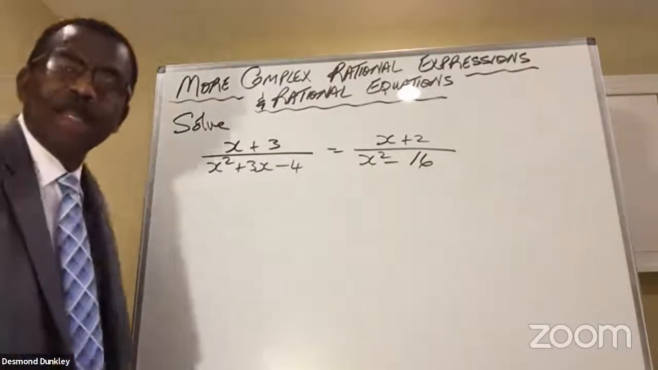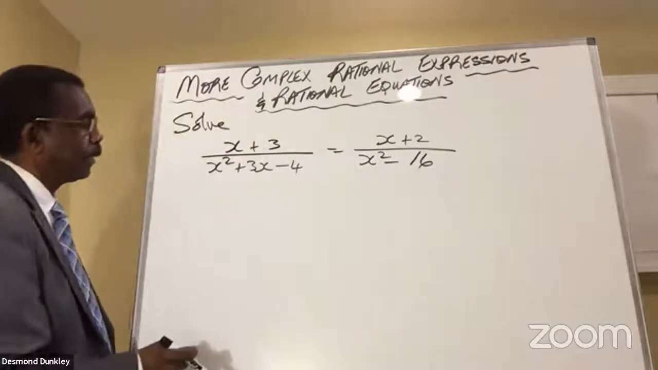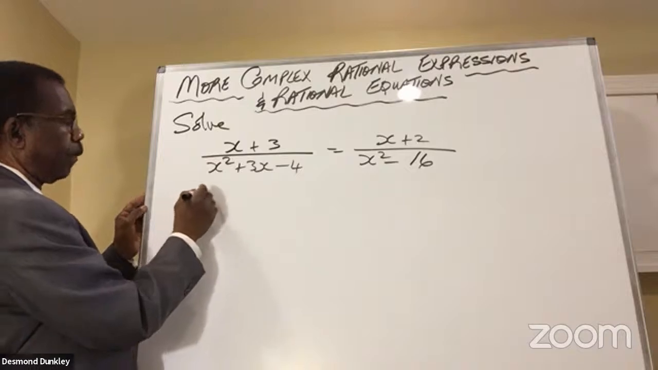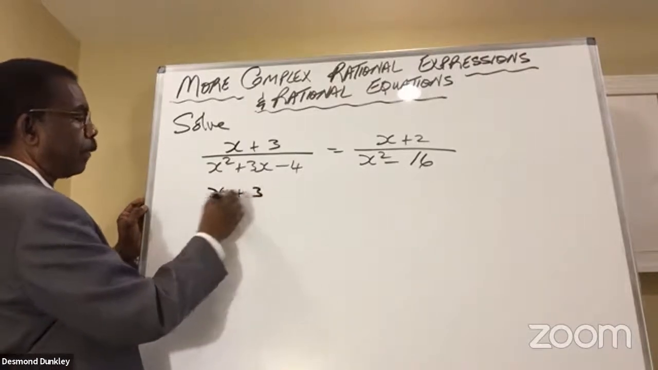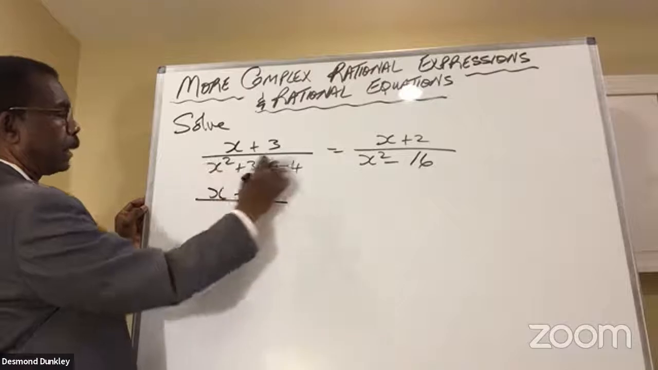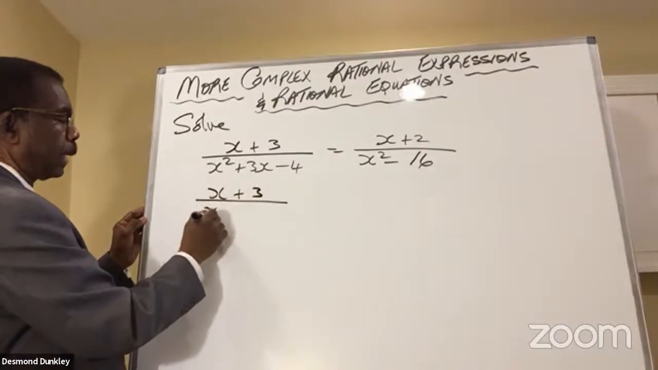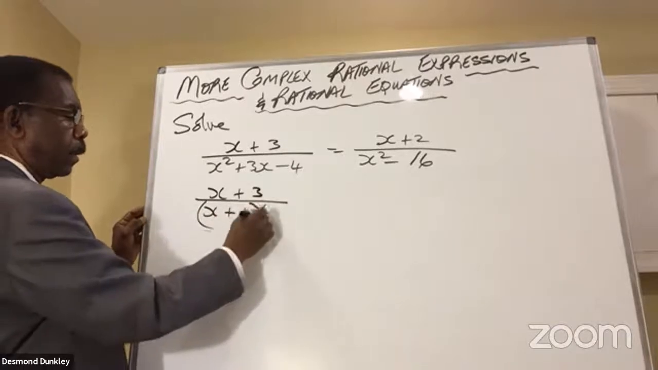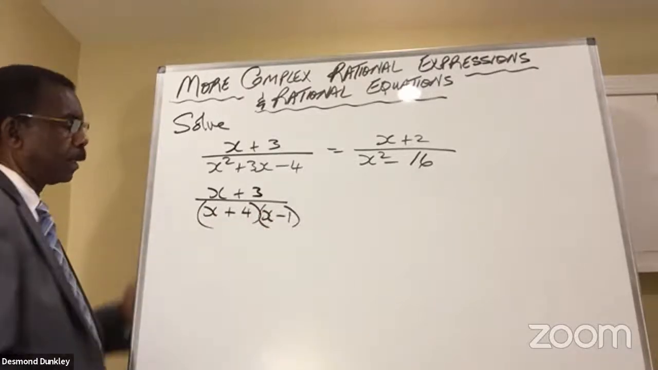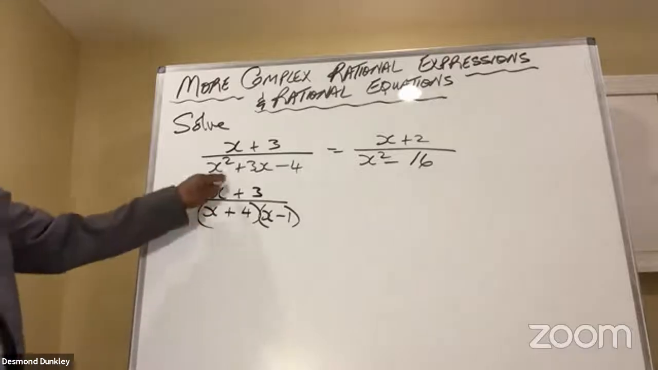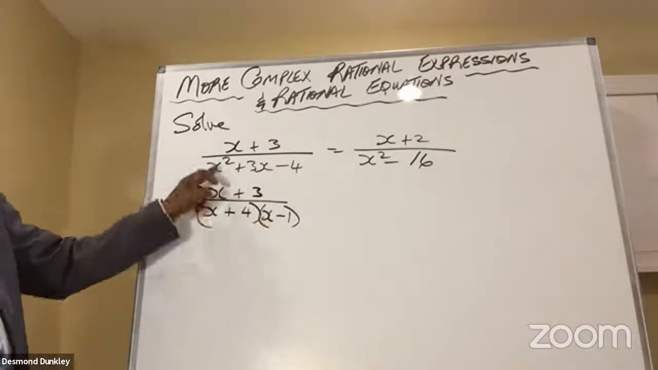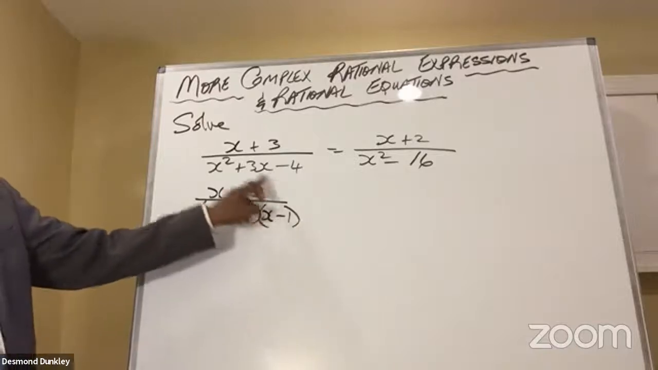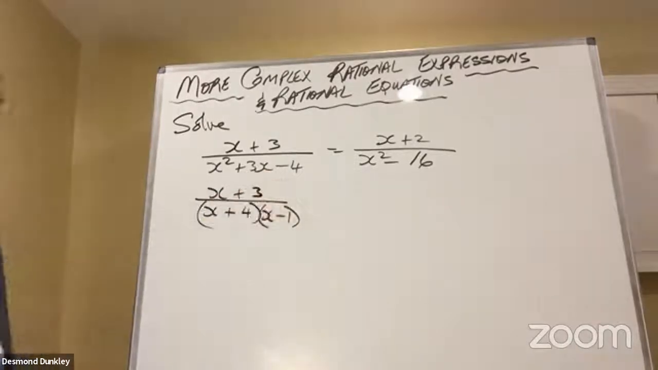This is a grand finale. Let's see if we can get this done properly. So we're going to factorize the denominators. We end up with x + 3 over, this becomes (x + 4)(x - 1). That's the factorization of this. x times x is x squared, x times 1, negative x. 4 times x is 4x, take away x, 3x. 4 times negative 1, negative 4.